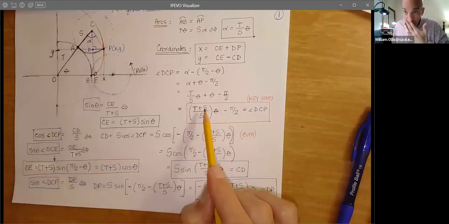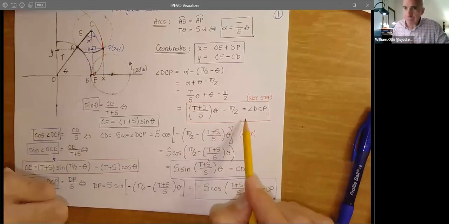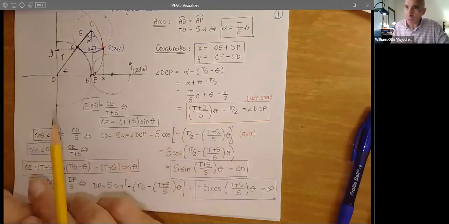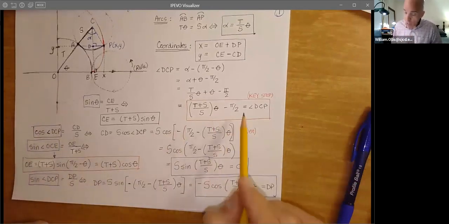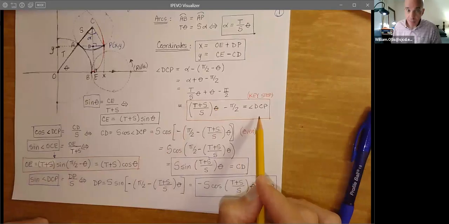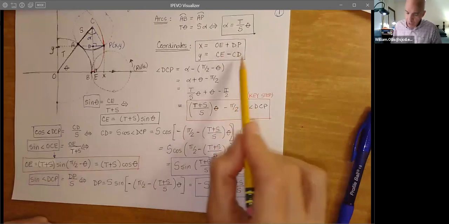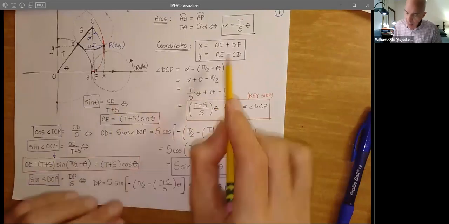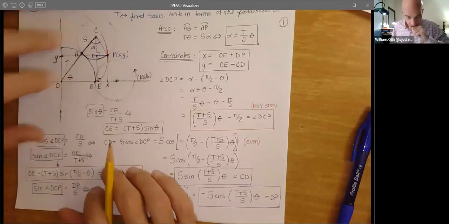So now when we look at this, I've written key step here. This acute angle right here in this right triangle, DCP, is this right here. The ratio here of T plus S, the sum of the radii, divided by the radius S times theta minus pi over two. This you would not see without this picture. So I'm not really sure how Dr. Larson expected you to do this unless you look at it this way. Otherwise, it's not possible. So now what I've done here, I put this in a red box as the key step to solving this problem.